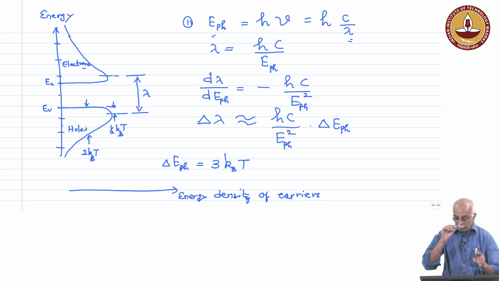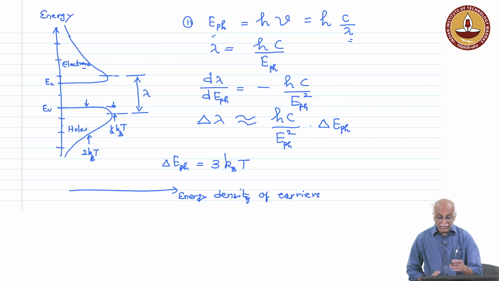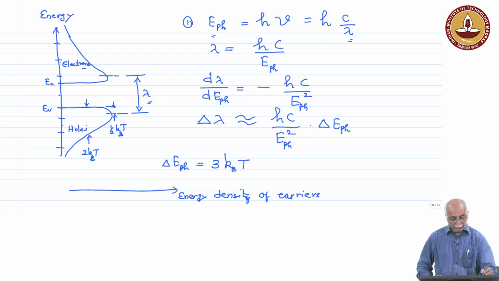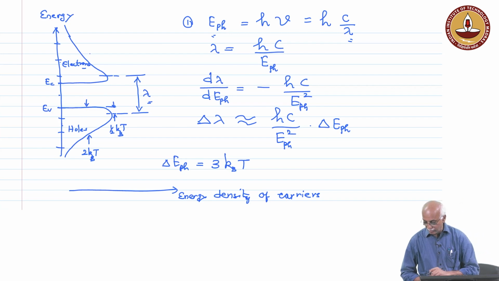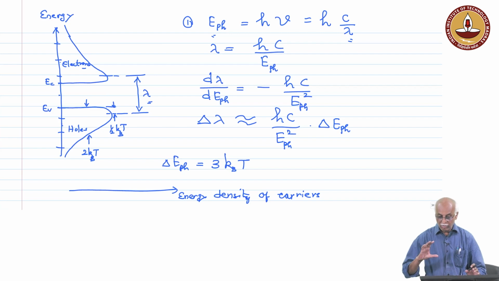That means the light which is emitted will have a certain bandwidth. The center wavelength can be lambda, but it will have a bandwidth depending upon the spread of this energy distribution, and this spread depends upon the temperature. If the temperature is very low, the spread is going to be much smaller, and if the temperature is high, the spread is going to be wider.